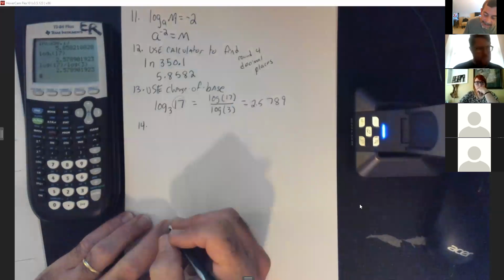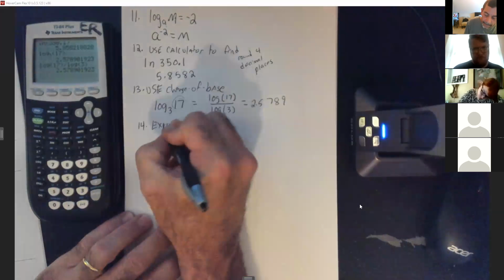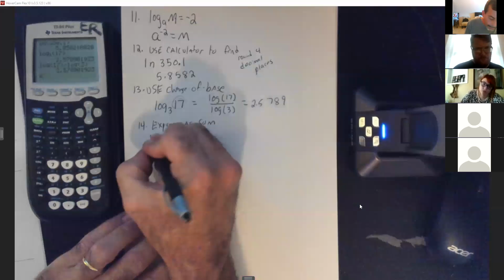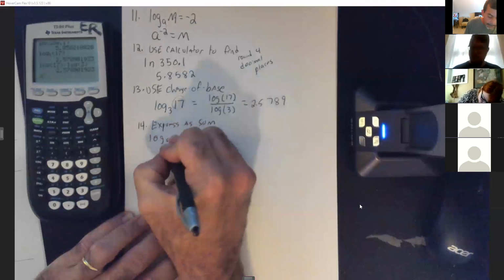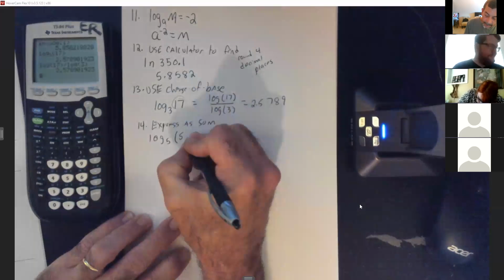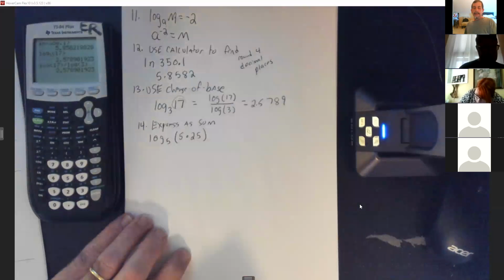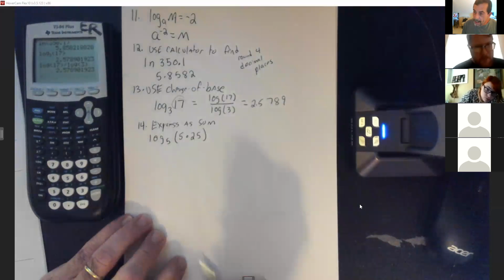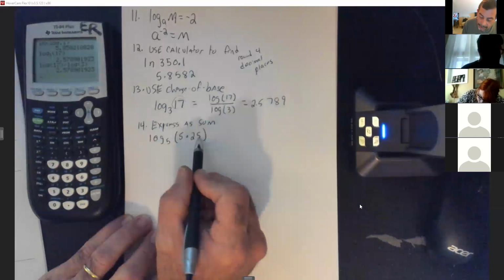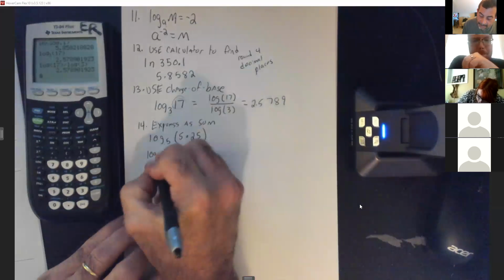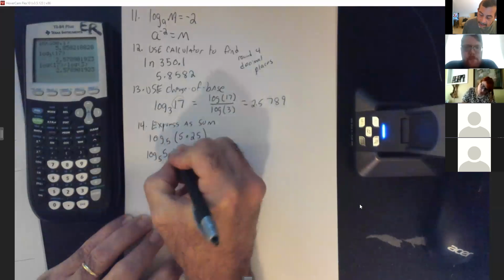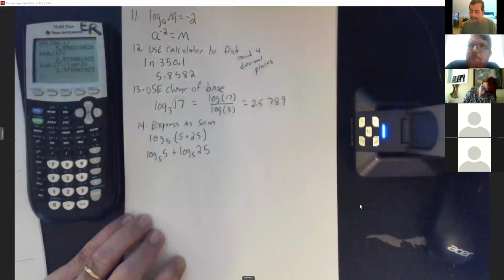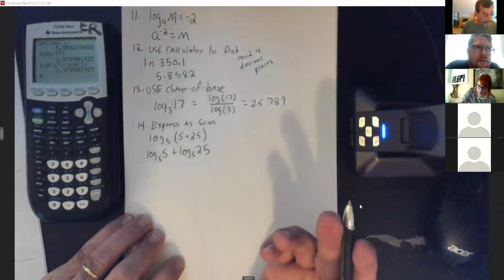All right, express as a sum. So I got a log base 5 of 5 times 25. So rewrite it as being added. You just got to distribute that log 5 to everybody so that you get a log 5 of 5 plus a log 5 of 25. So they're now expressed as a sum, and we're done.